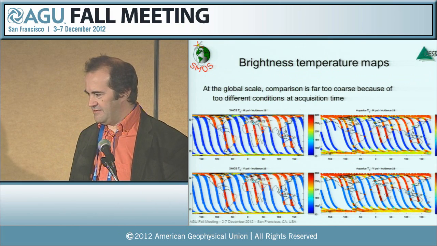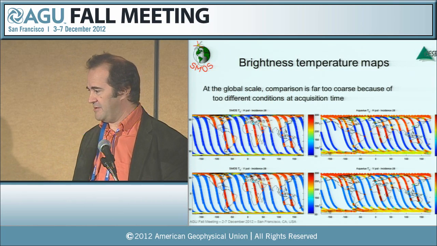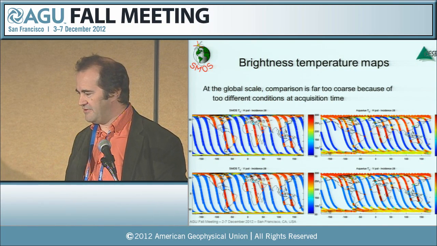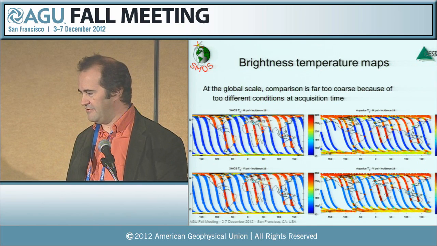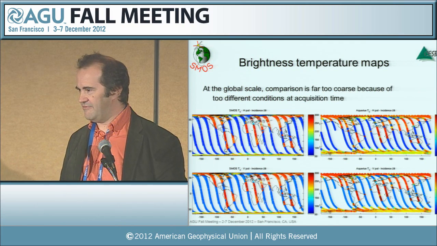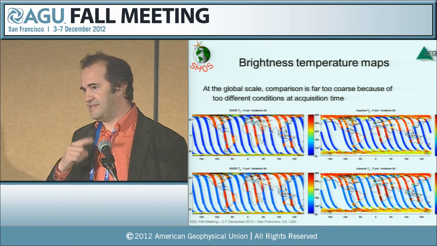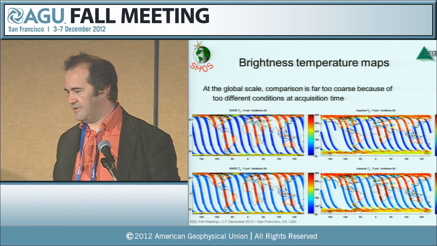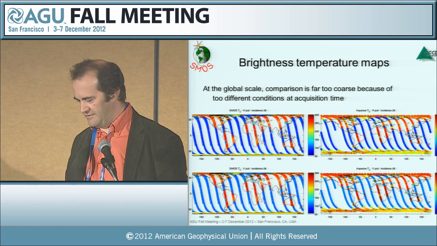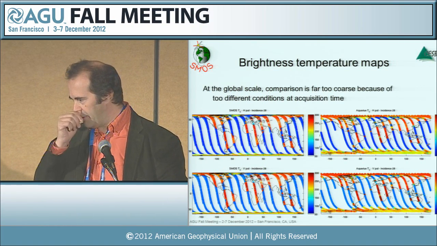At first, we can, of course, compare global brightness temperature maps. So, of course, this is a comparison that is far too coarse to see any kind of useful information because the conditions are very different. Especially in this example here, I show only ascending orbits, and as you know, SMOS is ascending in the morning, whereas Aquarius is ascending in the afternoon, so we cannot use this kind of comparison.